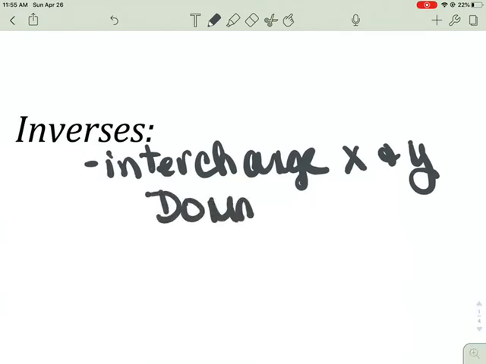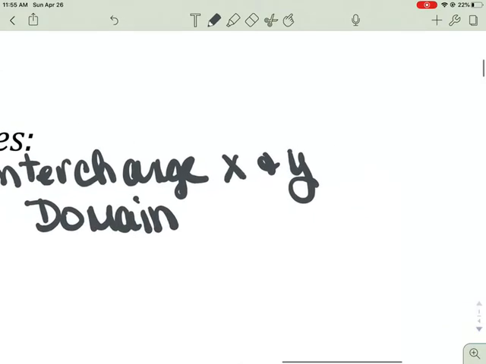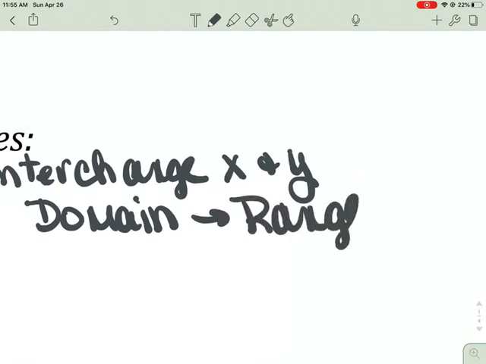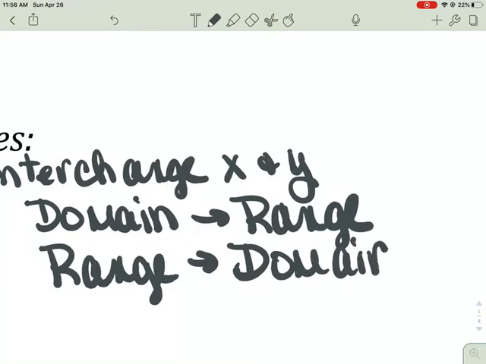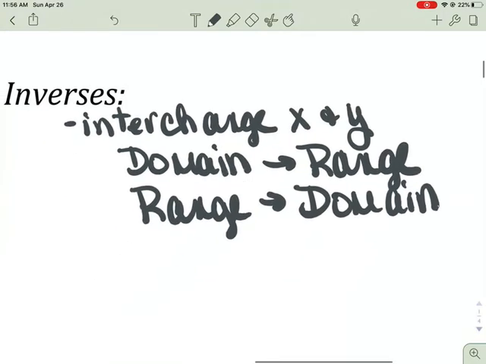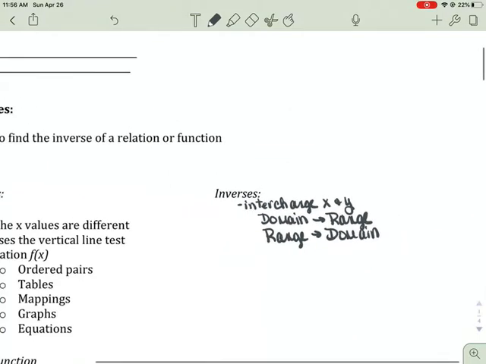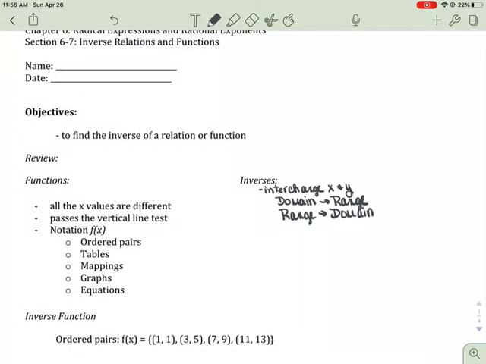Well, that means that our domain in the original function is now going to become the range of the inverse, and the range of the original function is now going to become the domain of the inverse. So they change positions. Okay, so we're still going to use the idea that in functions all the x values are different, but now we're going to change x and y.